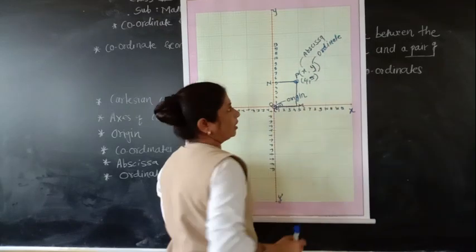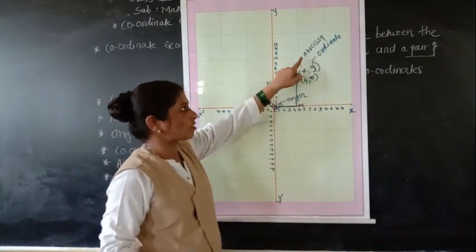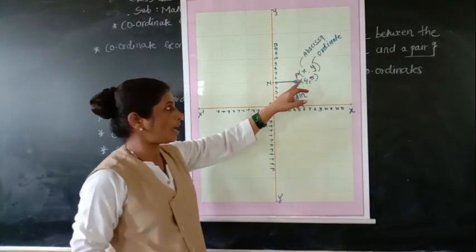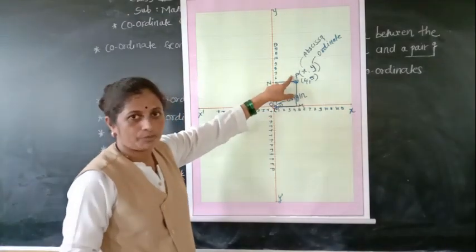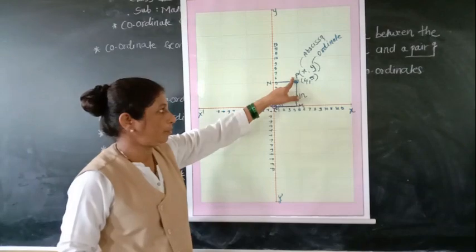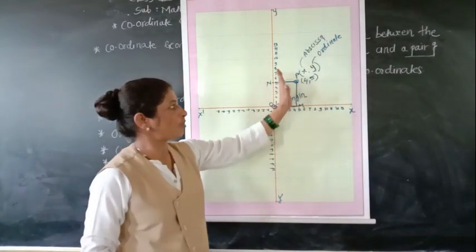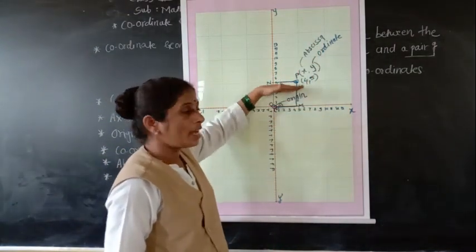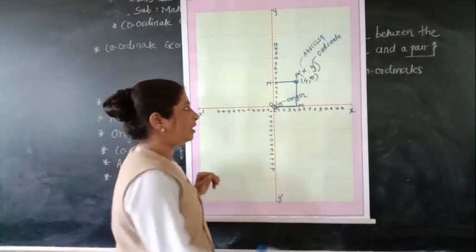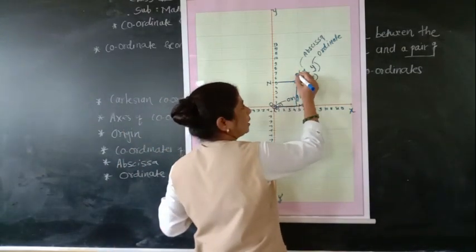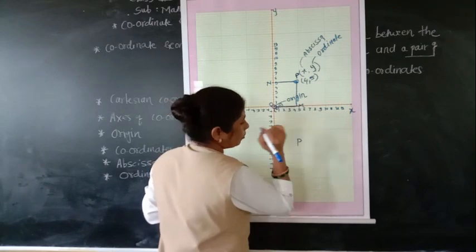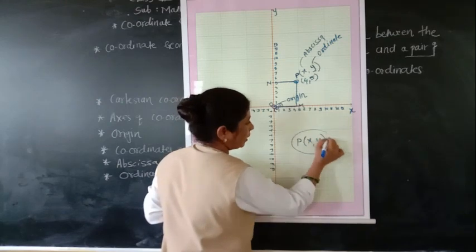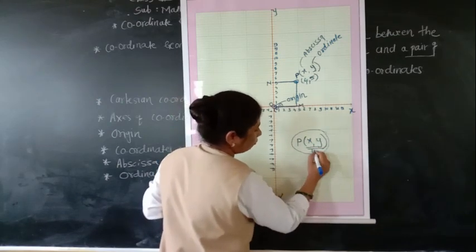So the x point is called abscissa and the y point is called ordinate. What is meant by abscissa? The position of any point you plot, the position of the point P from the y-axis, is called abscissa, and the position of the point P from the x-axis is called ordinate. And when you take them together, the point P is x comma y.